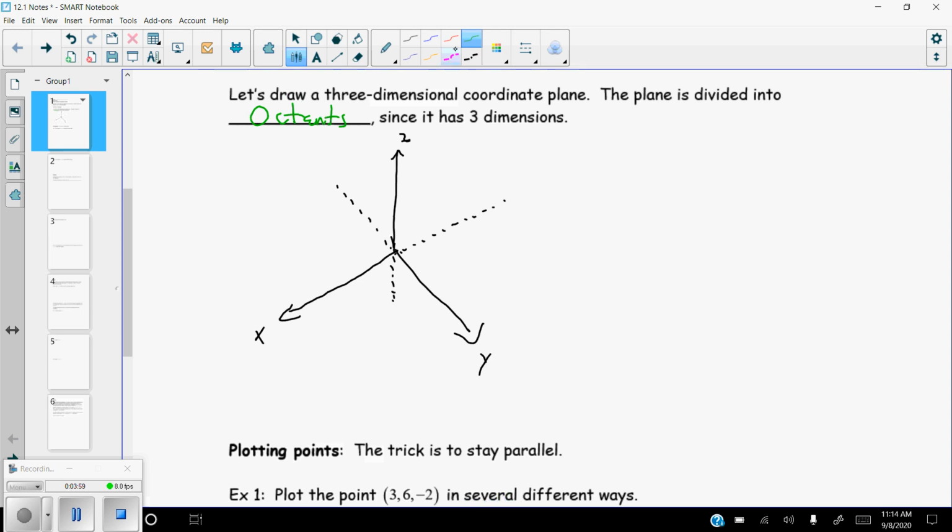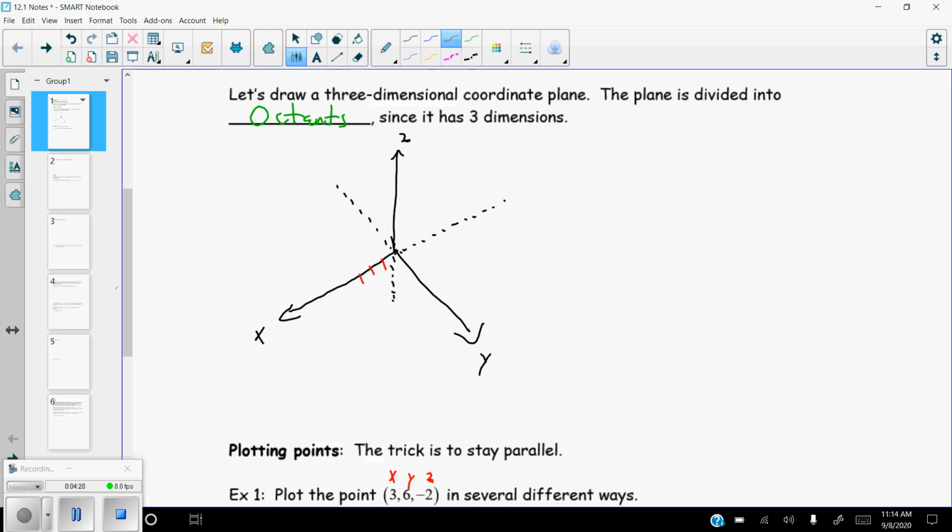If we want to graph the point 3, 6, -2, as you might expect, because now we have an extra piece here, the 3 represents the x, the y is the 6, and the z is the -2. So it just follows alphabetically: x, y, z. You could go 3 in the x direction first, 1, 2, 3.